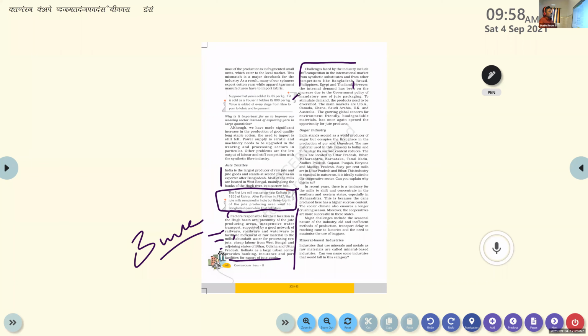The main markets are the USA. So we are exporting raw jute and jute products to countries like the United States of America, Canada, Ghana, Saudi Arabia, and the United Kingdom.